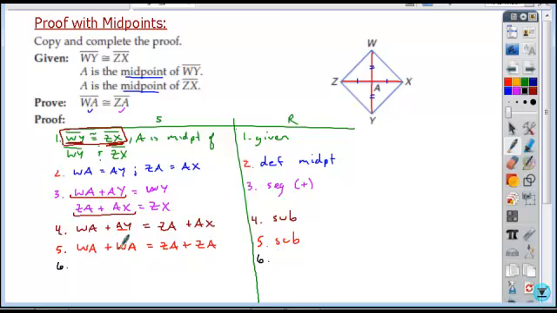When you add WA plus WA, that's equal to 2WA. And when you add ZA and ZA, 2ZA. Now, here's one of the things that you need to be able to distinguish, and it's very subtle, but hopefully you can see how it's different. Okay, this is not an example of the addition property.